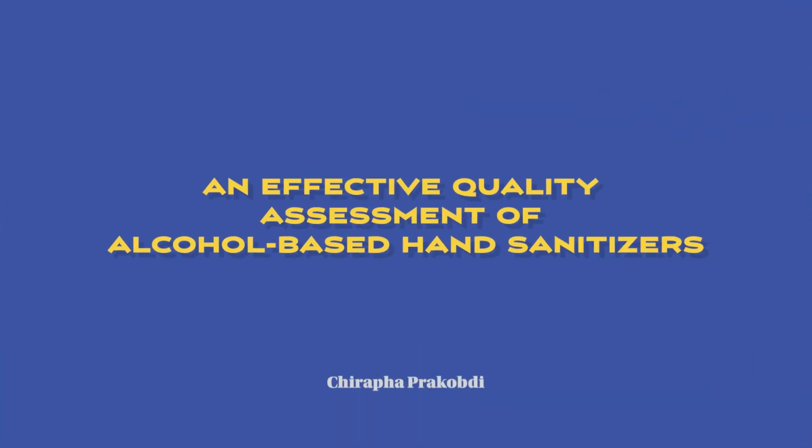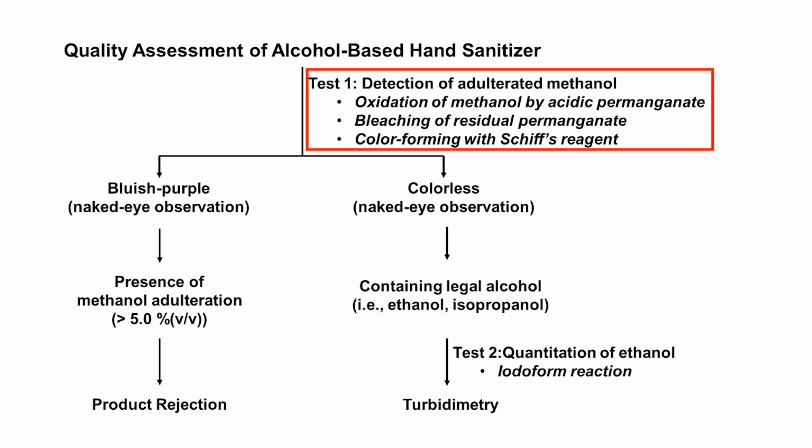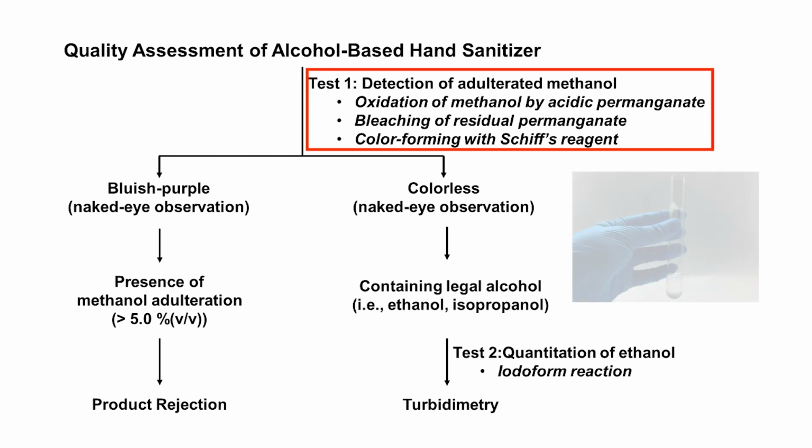The operating procedure for an effective quality assessment of alcohol-based hand sanitizers. Generally, the quality of hand sanitizer is considered in two aspects. First, to consider methanol adulteration in hand sanitizer. The sample will be tested with Schiff test, which is called test 1. This test will provide bluish purple when there is contamination of methanol. If the solution is still clear, it indicates that there is no adulteration of methanol in the sample.